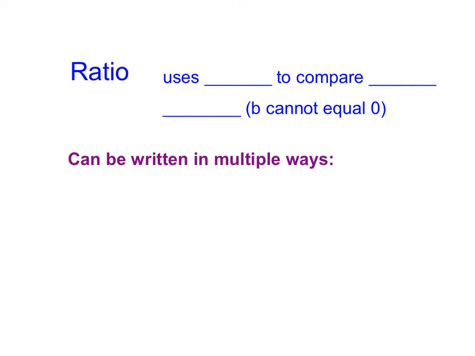A ratio uses division to compare two quantities. And I'm going to explain that last little part in parentheses in a second. But it uses division to compare two quantities. Now, there are three main ways that this can be written. First, oftentimes they'll say a ratio is A over B. So you can see that this looks directly like a fraction, which it pretty much is.